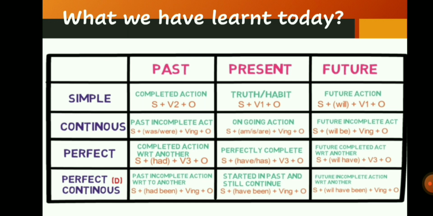That is, is going to. Second form is present continuous, and the third form is will. Then in the future continuous tense, we studied the future incomplete action. Future perfect tense, we studied the future completed action with reference to another action. And in future perfect continuous tense, we referred to the actions which are ongoing in the future. So these are the 12 types of tenses which we have studied today.